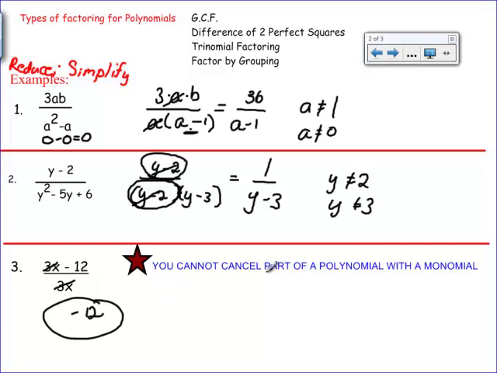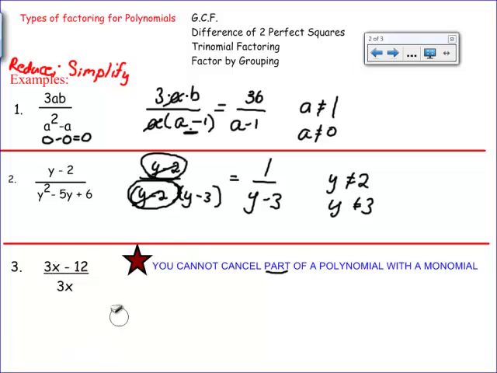You can't cancel parts. That's like me saying, you know what? I need to go on a diet. Let me cut off my legs. Hey, good for me. I just lost 15 pounds. No, it doesn't work that way. You have to factor, decrease evenly.